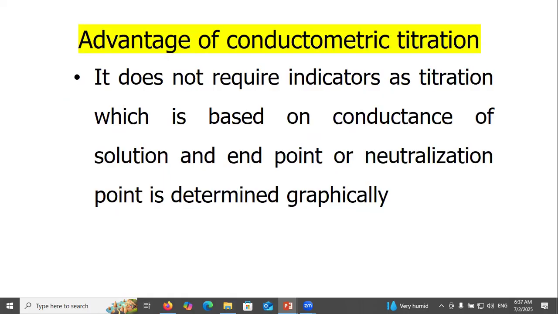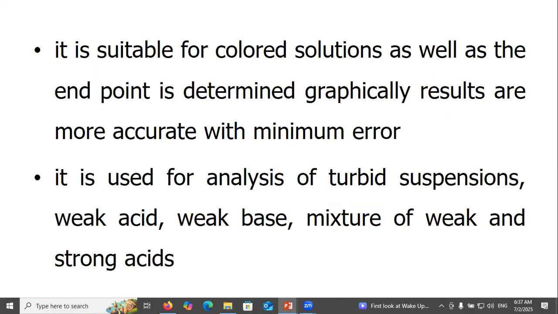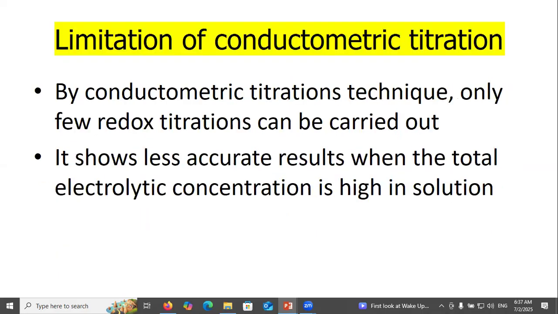Advantages of conductometric titration. It does not require indicators, as the titration is based on the conductance of the solution and the end point of neutralization is determined graphically. It is suitable for colored solutions as well. Results are more accurate with minimum error. It is used for analysis of turbid suspensions, weak acid with base, and mixtures of weak and strong acids.